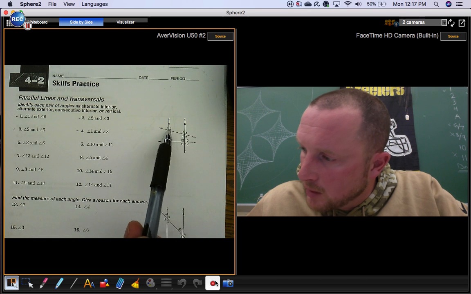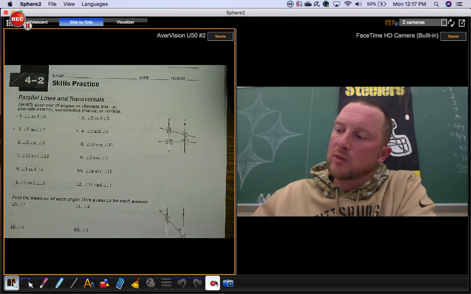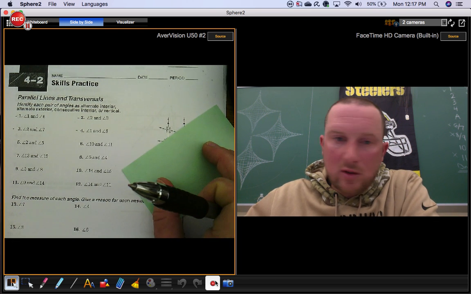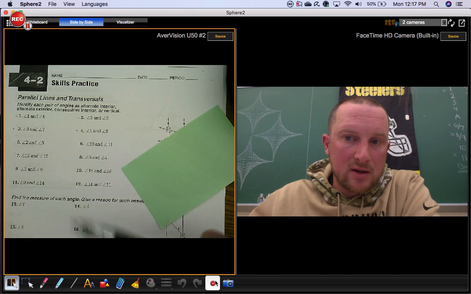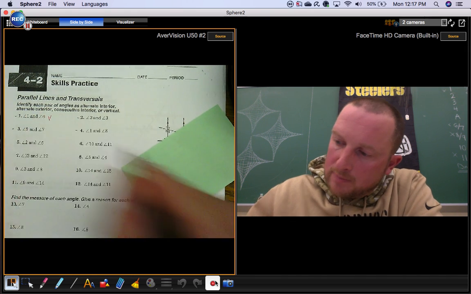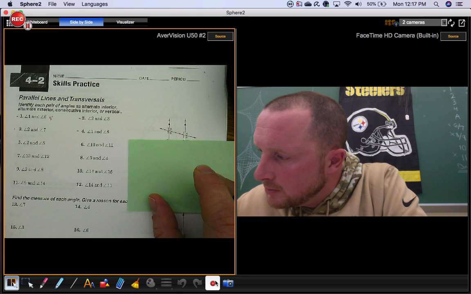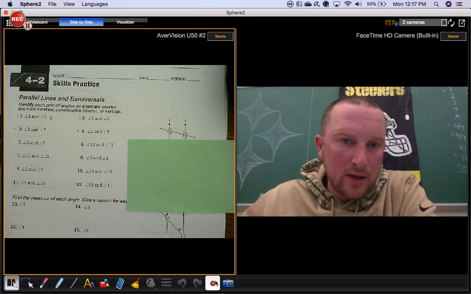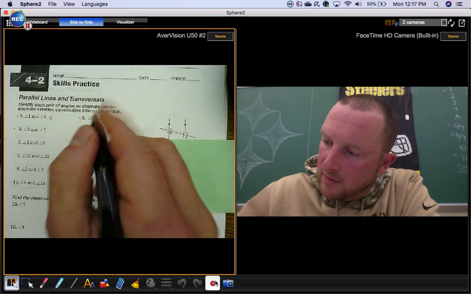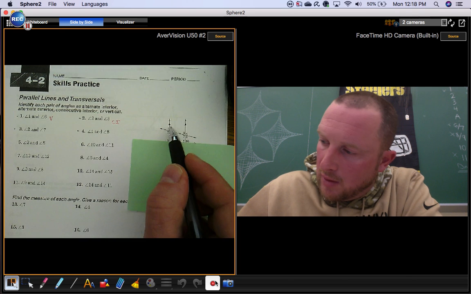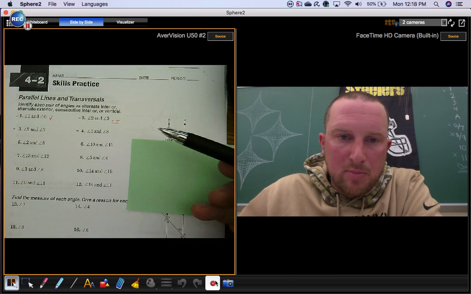Angle 1 and angle 6 are made with two lines. So we actually could cover up two different lines there. Those are vertical. Angle 2 and angle 3 are consecutive interior angles. They're in between the lines, and they're both above the transversal.